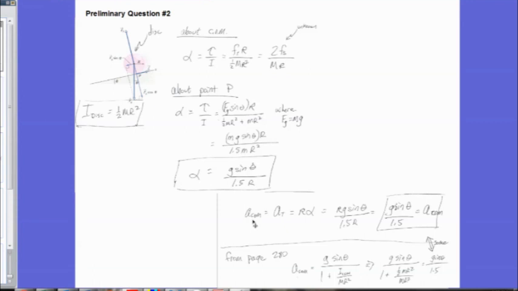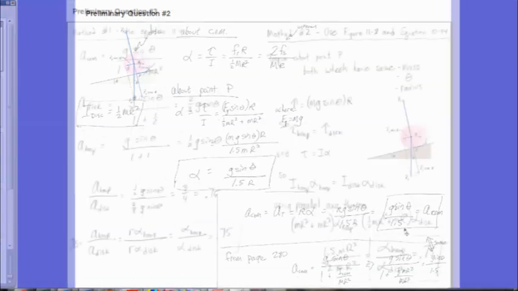The acceleration at the center of mass, which is the same as the tangential acceleration, we know is r times alpha. So when I multiply this expression times r, the r's cancel out, and I'm left with an expression that you see does not have r in it. So that tells me that the ACOM is independent of the radius of the disk.